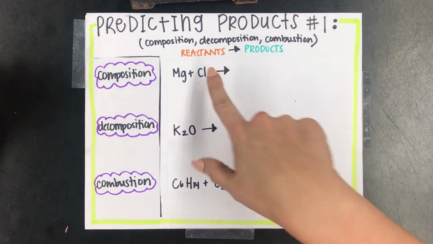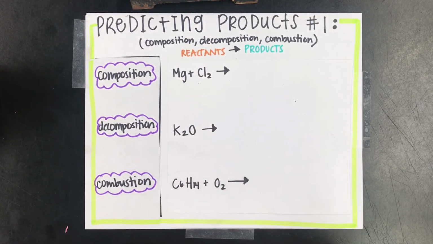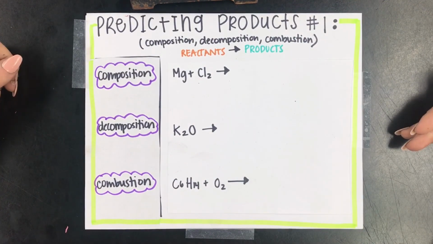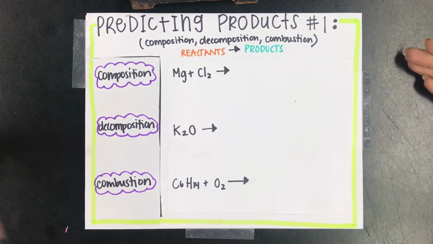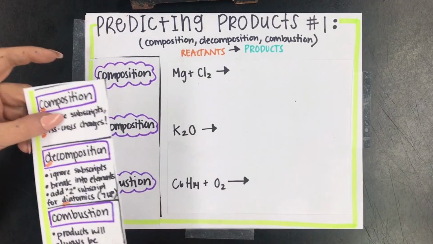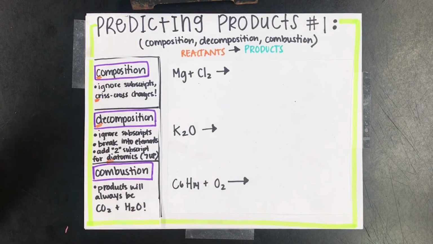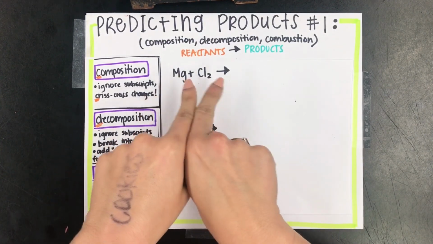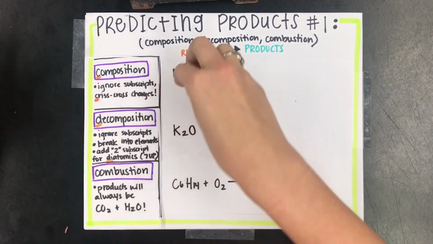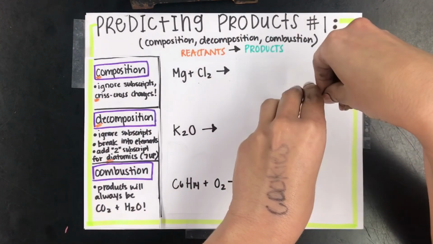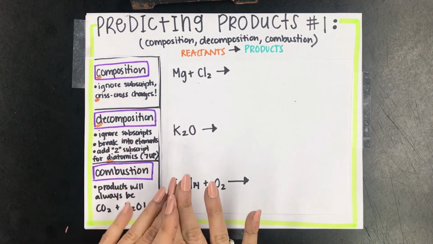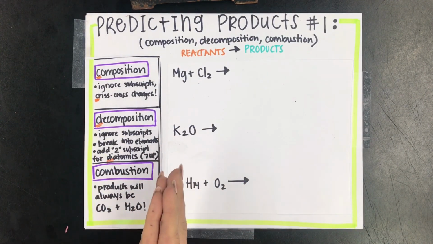Okay, so I see here, I'm given the reactants. I am asked to predict the products based on how things typically behave in the reaction types, okay? And each of the types has different rules. So for composition, okay, it is so important that you ignore whatever subscripts are here. Do not allow those to dictate what product you are going to form. Instead, we are more concerned with the charges of each of the individual elements, okay?